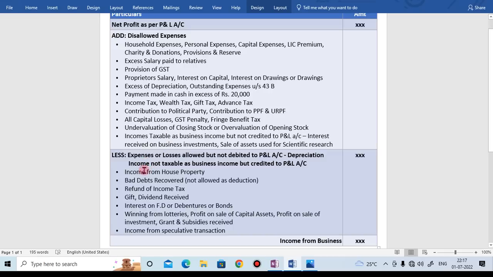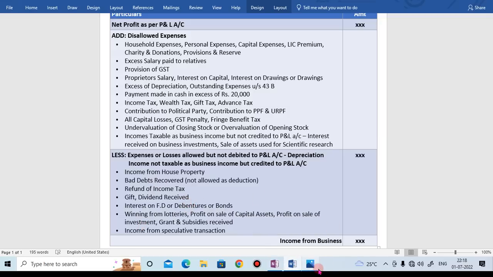Now next is income not taxable as business income but credited to P&L account. What does this mean? The income which is not related to the business but is still shown on the credit side of the profit and loss account of the owner. Those incomes we have to deduct. Which are those incomes? Possibilities are income from house property, bad debts recovered, refund of income tax, gifts, dividend received, and so on.